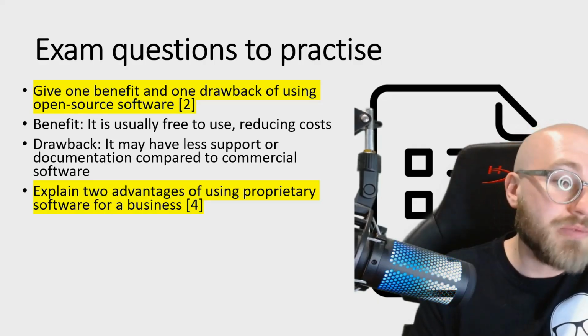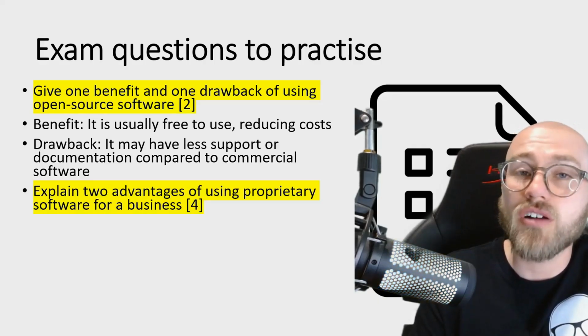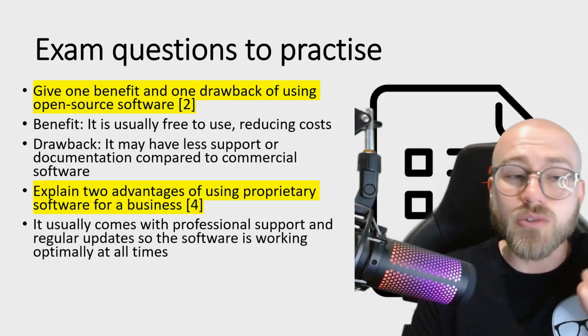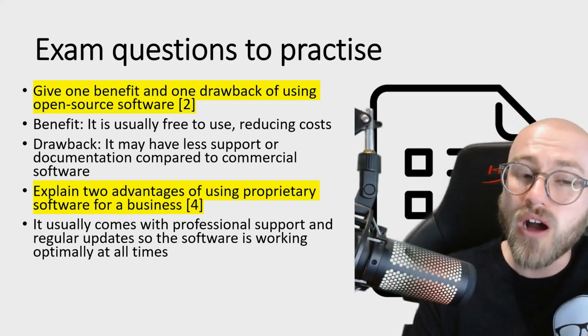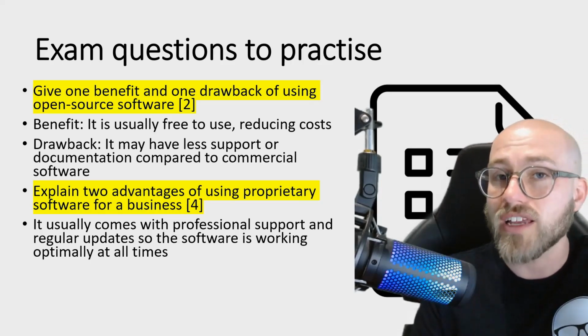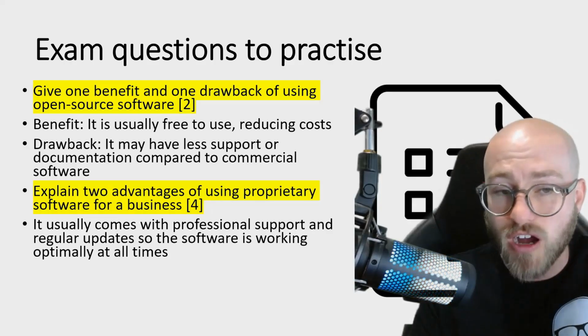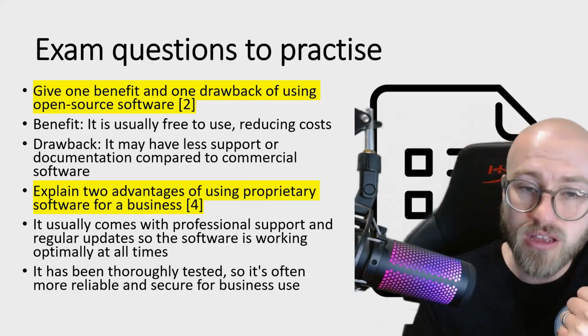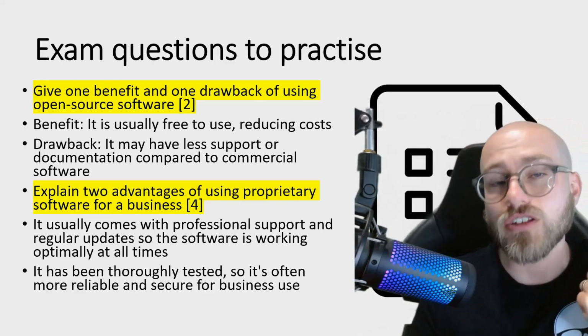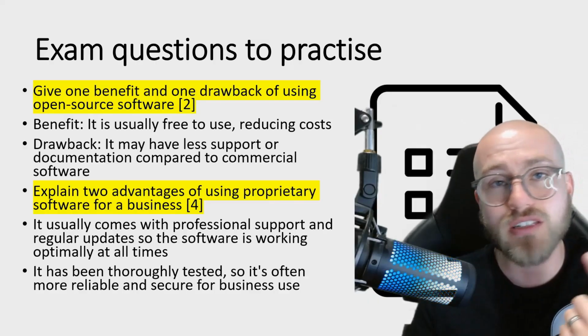And question 2, explain 2 advantages of using proprietary software for a business. So advantage 1, it usually comes with professional support and regular updates, so that would be 1 mark. The software is working optimally at all times, so that would get you 2 marks. Then for your next 2, it has been thoroughly tested, that's 1 mark. So it's often more reliable and secure for business use, that would be your other mark, to get all 4 marks.